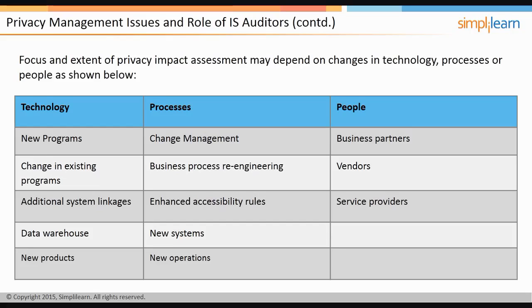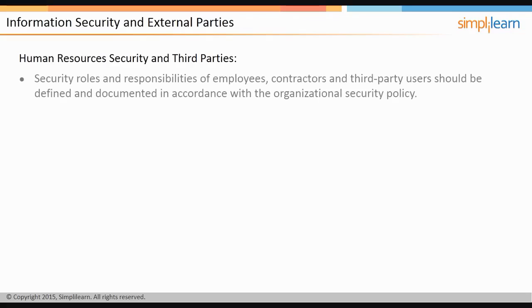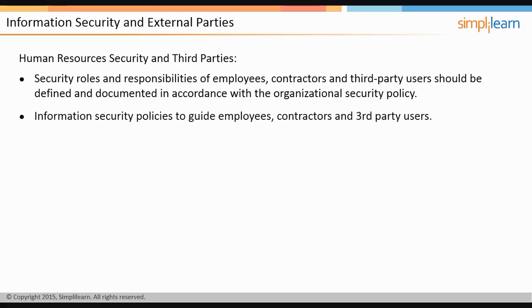In the next few screens, we will learn about information security and external parties. Human resources security and third parties. Security roles and responsibilities of employees, contractors, and third-party users should be defined and documented in accordance with the organizational security policy. Information security policies to guide employees, contractors, and third-party users.